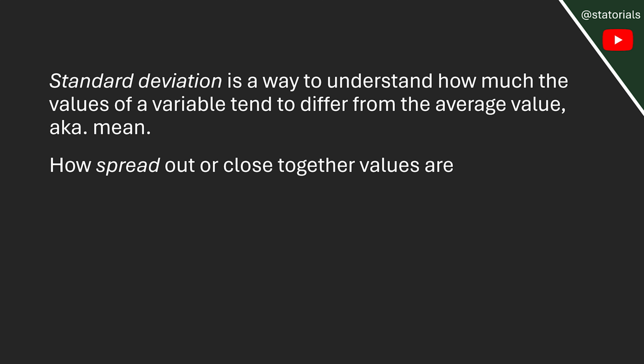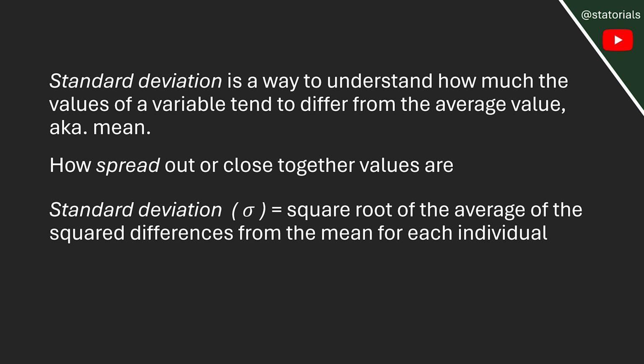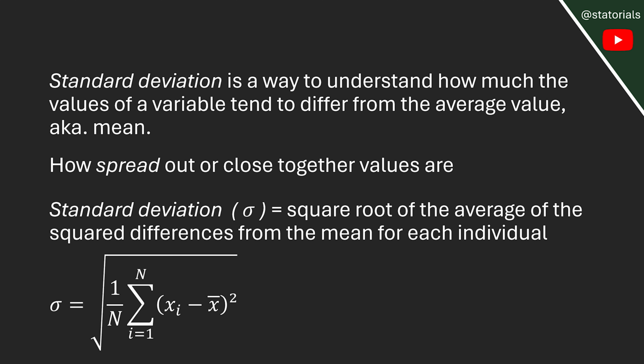If the standard deviation is low, the values are close to the mean. Conversely, if it is high, the values are more spread out. Mathematically speaking, you are taking the square root of the average of the squared differences from the mean for each individual. To illustrate and also calculate this, we can hop straight into an example.